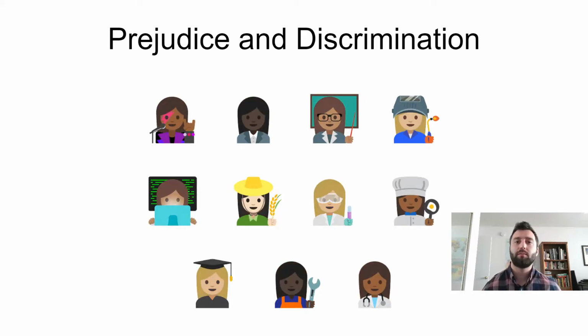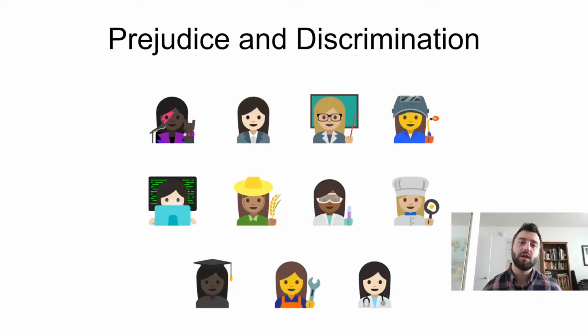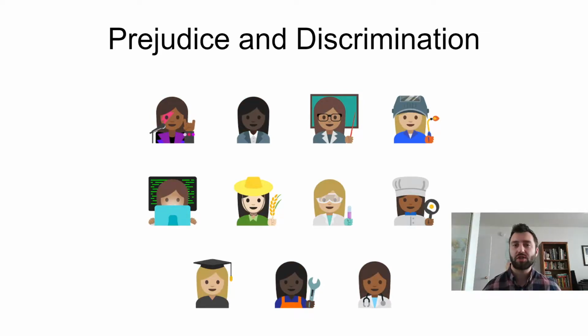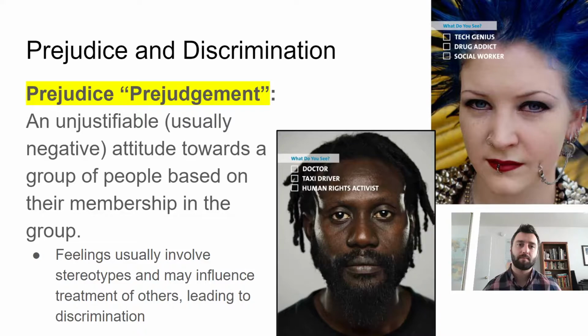Welcome everybody to part 4 of module 9, which is social psychology. Today what we're going to be talking about is prejudice and discrimination.